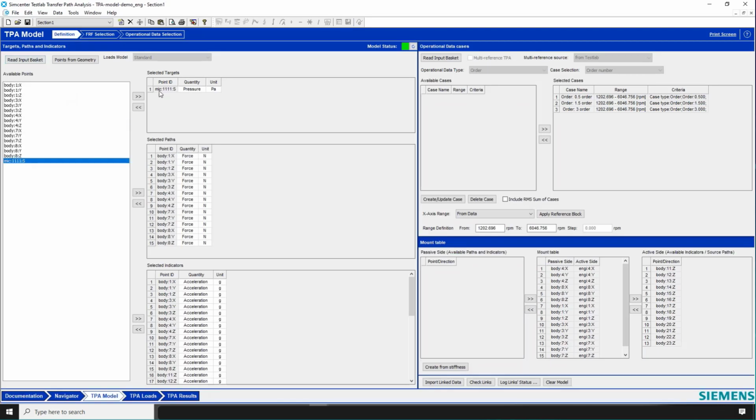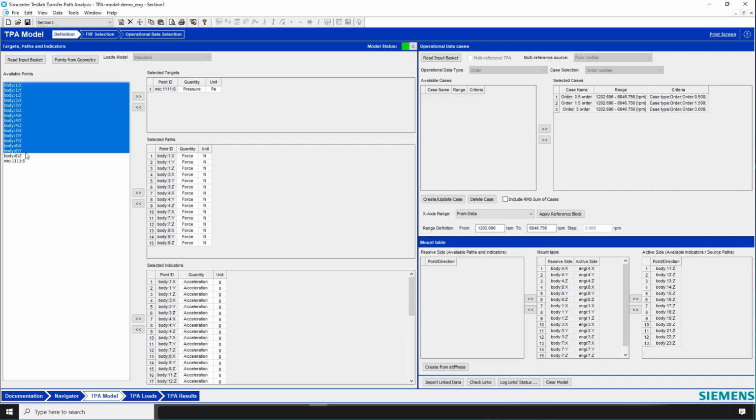You could say, all right, I have this operator ear. I want that to be one of my targets. I have some paths here, and I can make these the paths that separate my source and my structure. You can see here I've got a body 1x, 1y, 1z, 3x, 3y, 3z, 4x, 4y, and 4z. There's 5 physical attachments, 3 directions each. So that gives me a 15 path TPA.